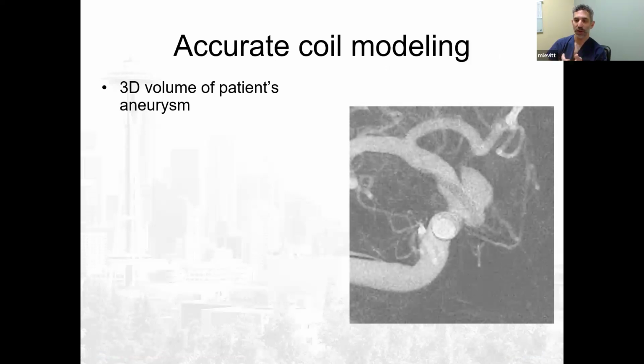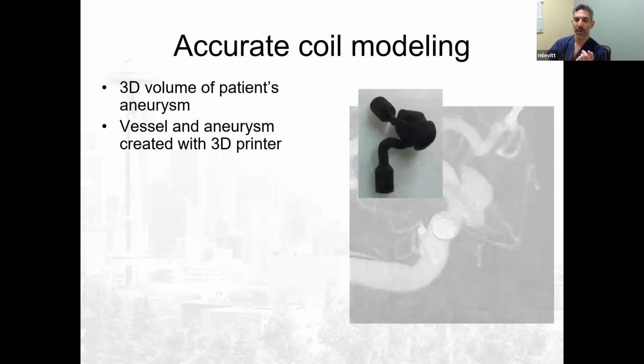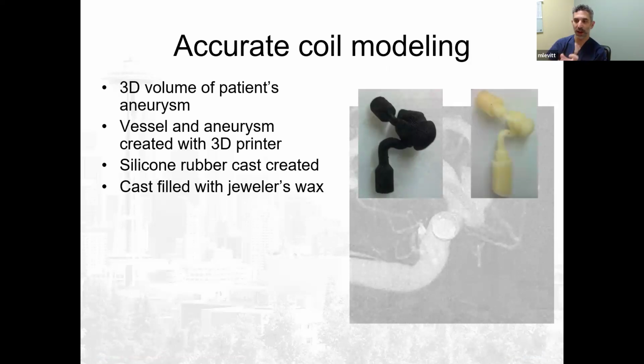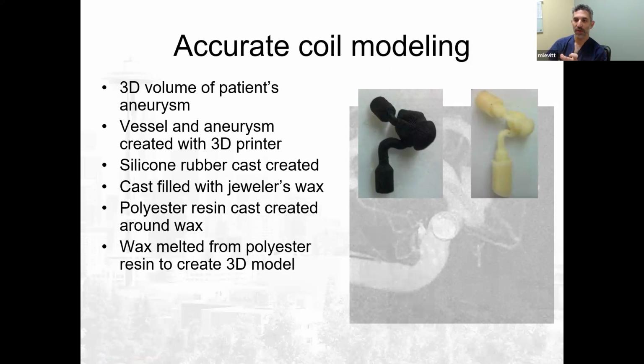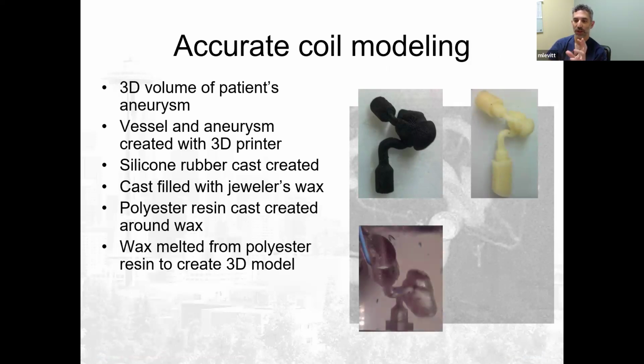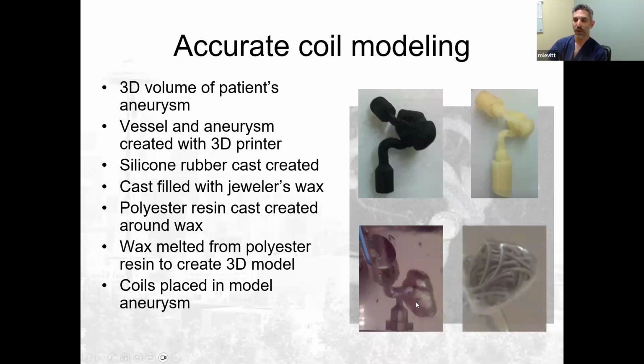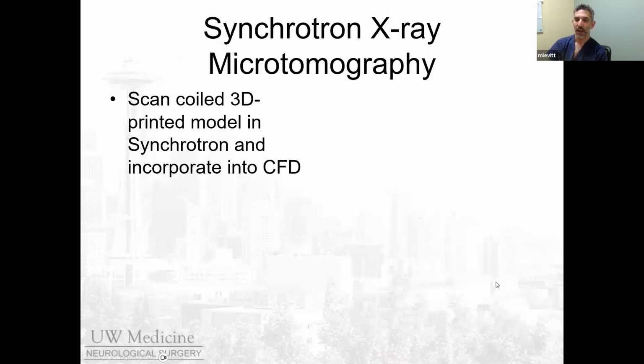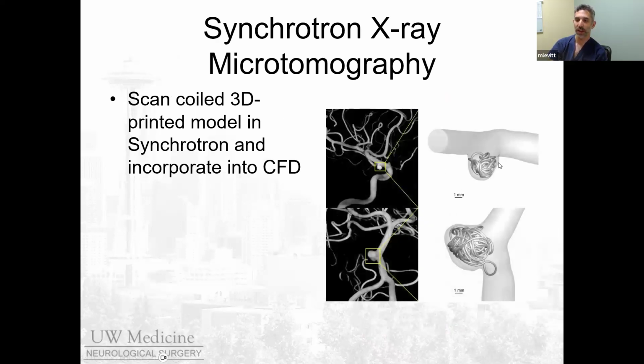So what we did was we took this 3D angiogram and we made a 3D printed model. And then we created a cast around it to make a wax cast. And then we created a negative model because what we wanted was the space where the vessel was, right? So we created this tube with an aneurysm on it. And then we filled that aneurysm with actual little coils like this. And then we scanned them in this synchrotron and we ended up with pictures that look like this, which is very detailed of these tiny, tiny little wires.